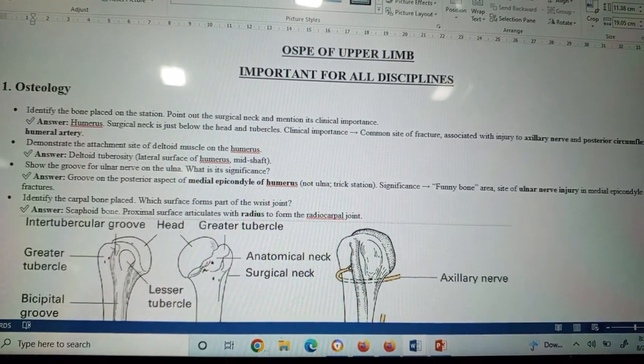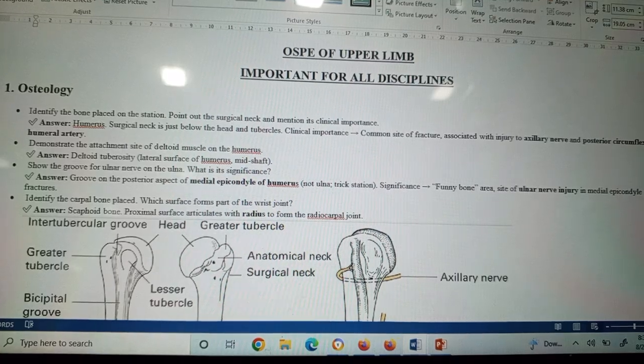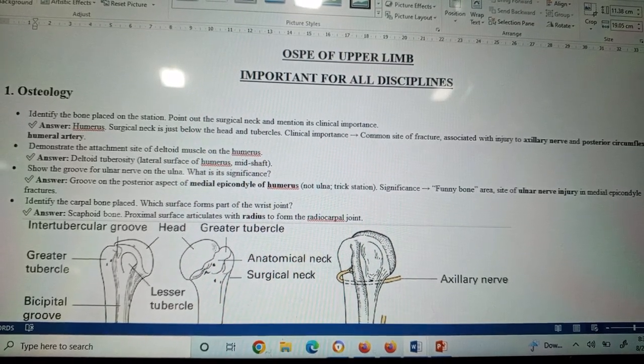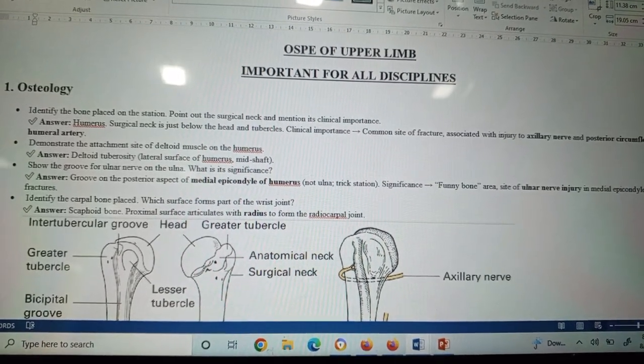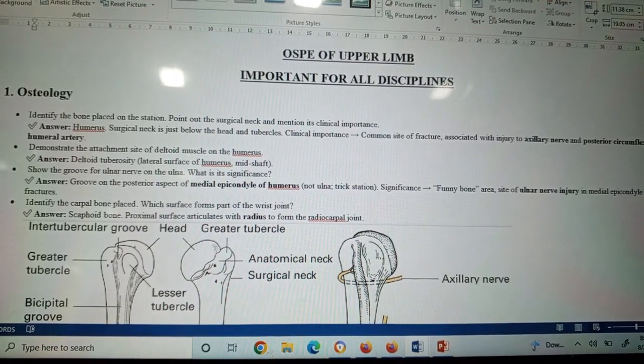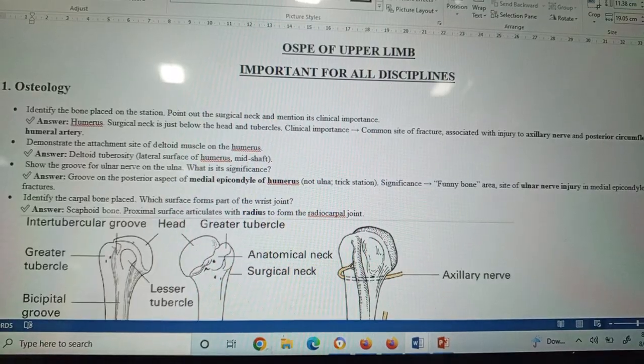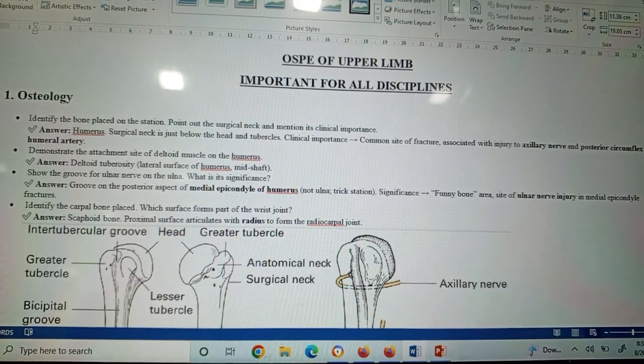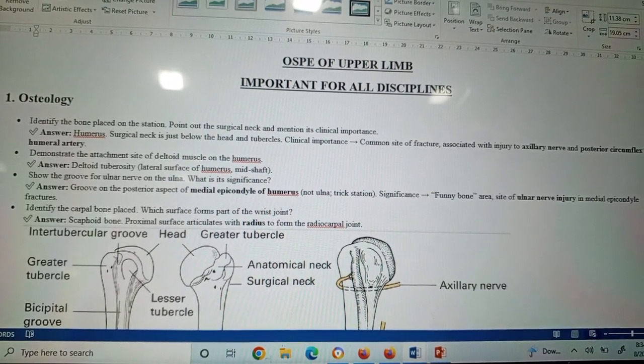Now, the second question which can be asked in the exam is the attachment of the deltoid muscle on the humerus. It is attached on the deltoid tuberosity, which is present on the lateral surface of the humerus, at the mid shaft. The other question can be asked: please show me the groove for the ulnar nerve on the ulna. What is the significance?